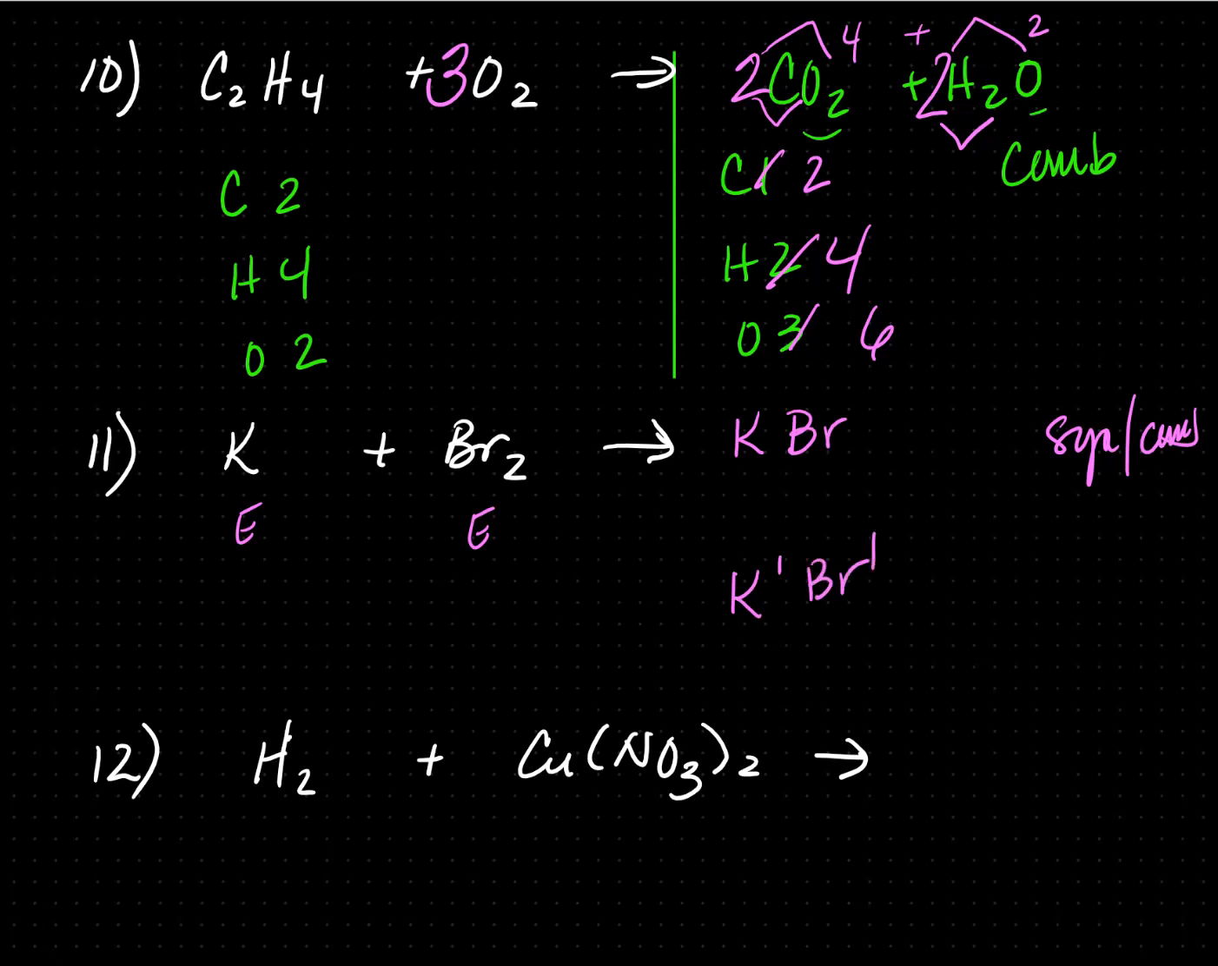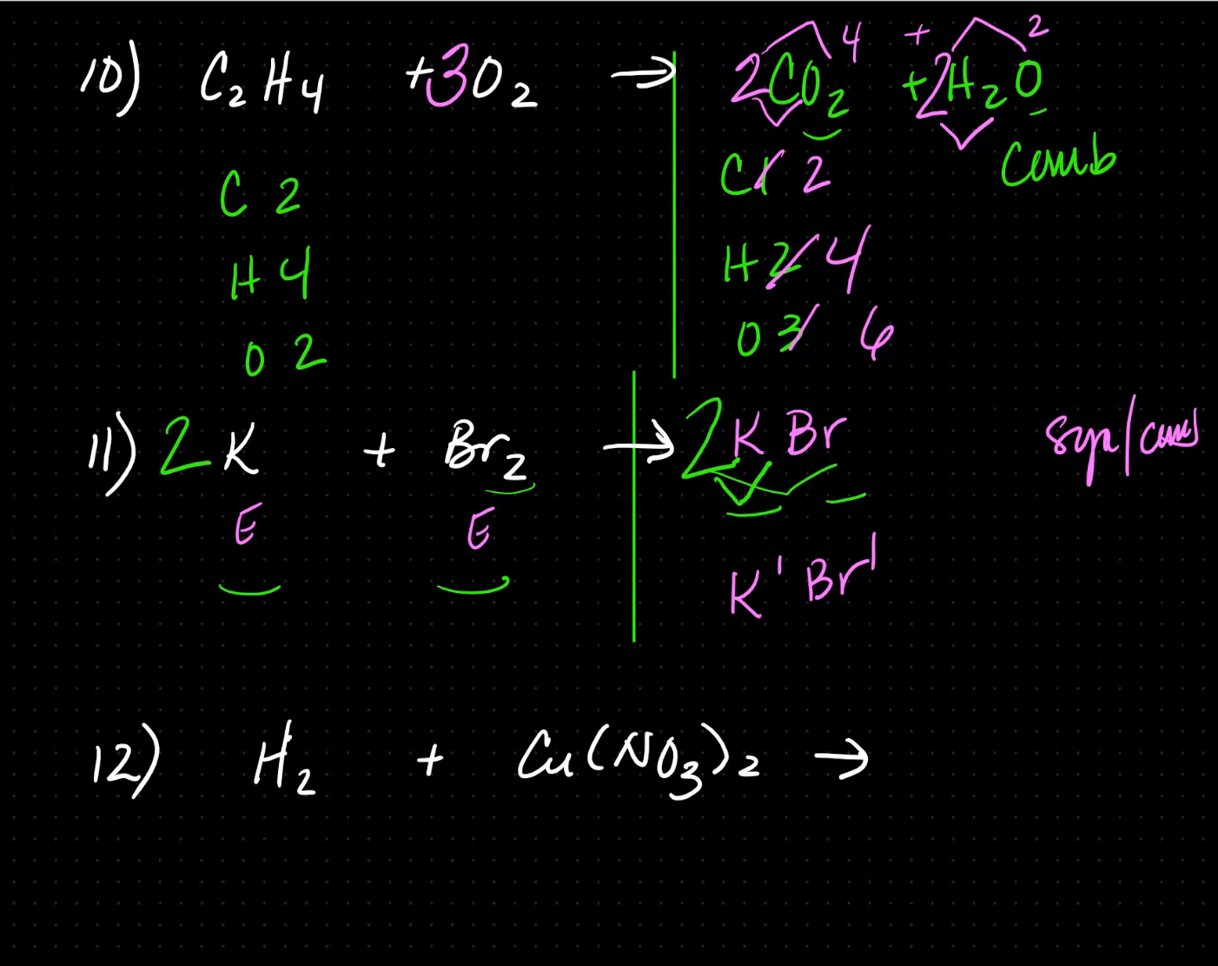So we need to balance. There's 1 K, 1 K, there's 2 Br, 1 Br, so we need a 2 in front. That makes it 2 times 1 for potassium, so I need a 2 here. There's 2 bromines, there's 2 bromines. Coefficients are 2, 1, 2.